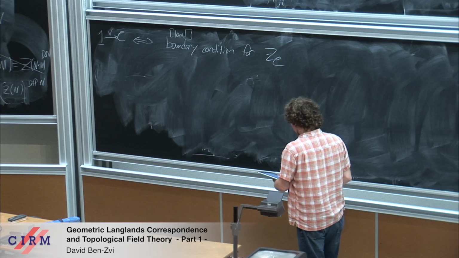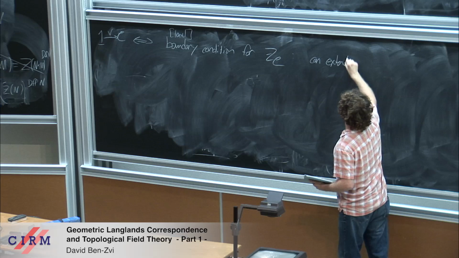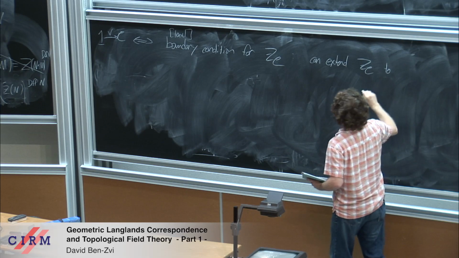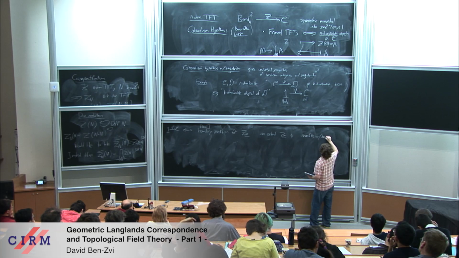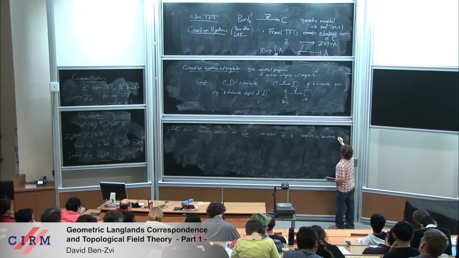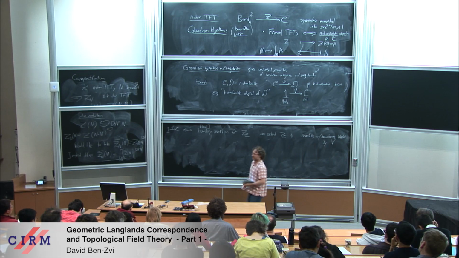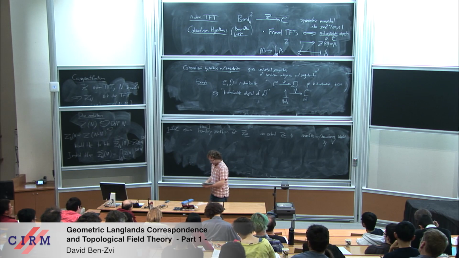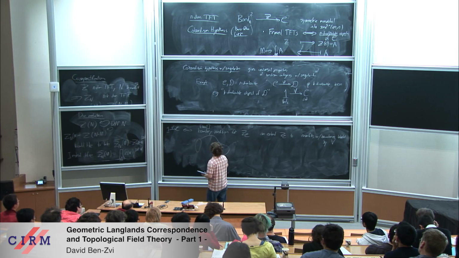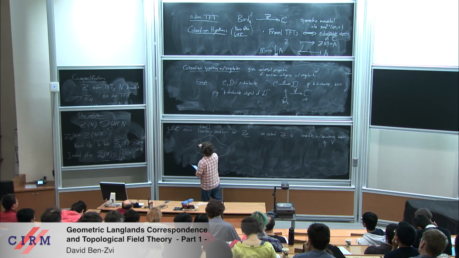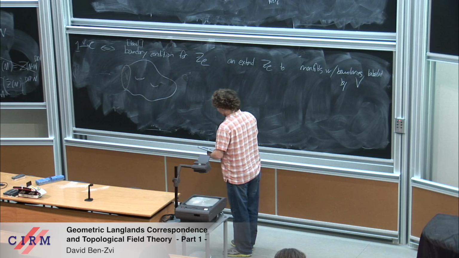So what does it mean, a boundary condition? That means we can extend the field theory defined by C to manifolds with boundaries. We're going to allow special boundaries that are labeled by this object V. So I'm going to draw this. Think of looking at manifolds. I'm going to have a boundary component which is colored and labeled by this object V, and I'm going to be able to extend my assignment to such things.